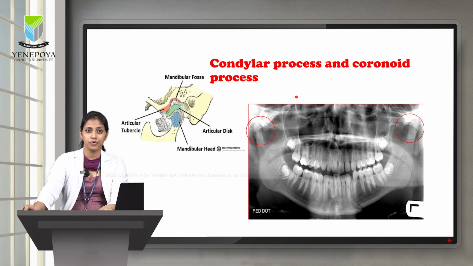On a panoramic radiograph, condyles appear as round radio-opaque projections extending from the posterior part of the ramus of the mandible, as you can see in the circled area here. This is the condylar process.